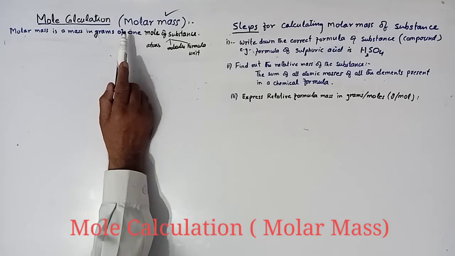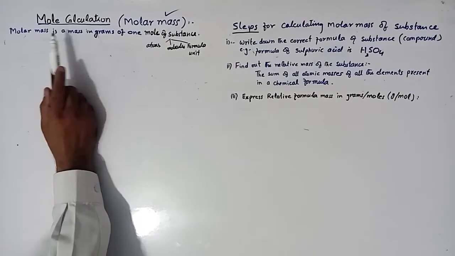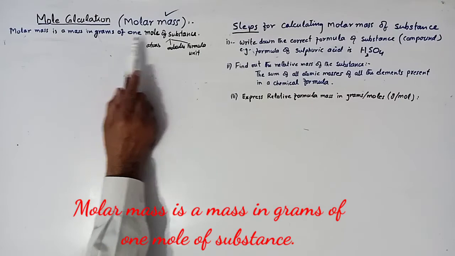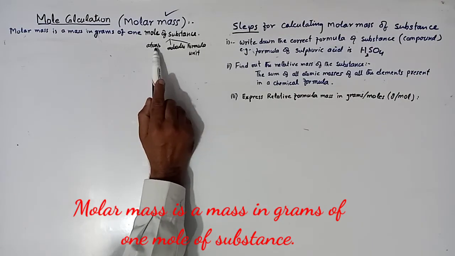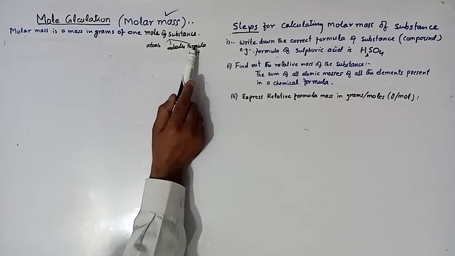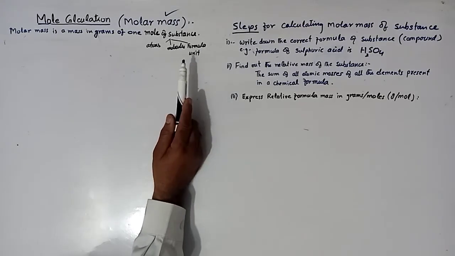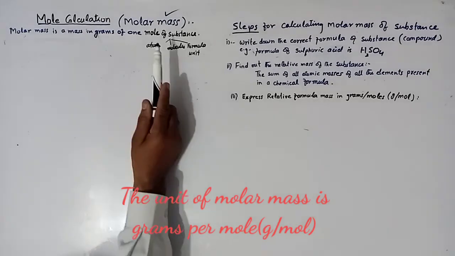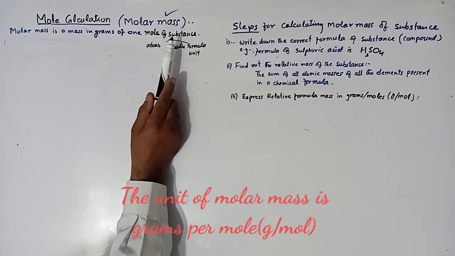In mole calculation our topic will be molar mass. In simple words, molar mass is the mass in grams of 1 mole of a substance. By substance we mean atoms, molecules or formula units. This should be clear to you that the unit of molar mass is gram per mole.